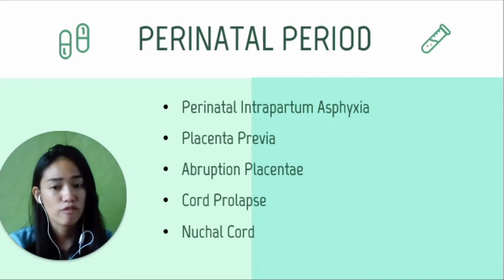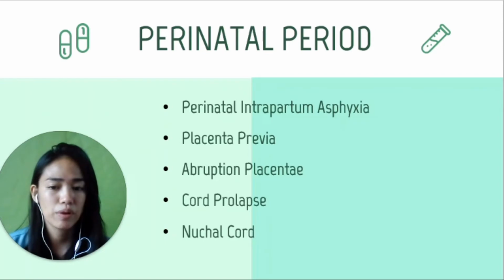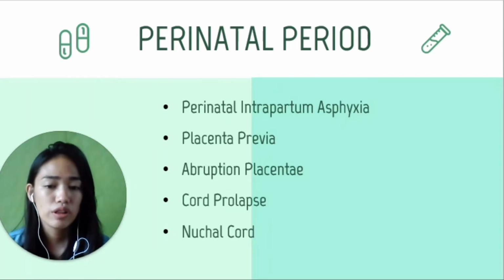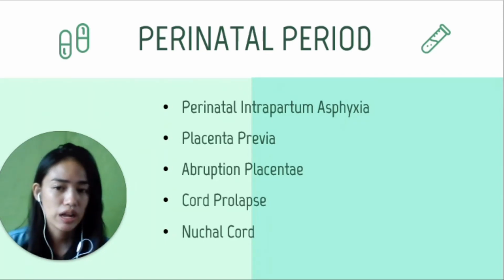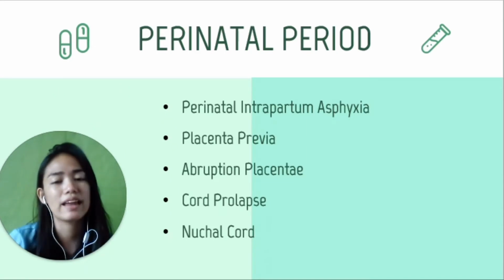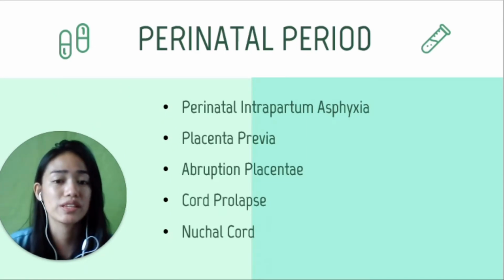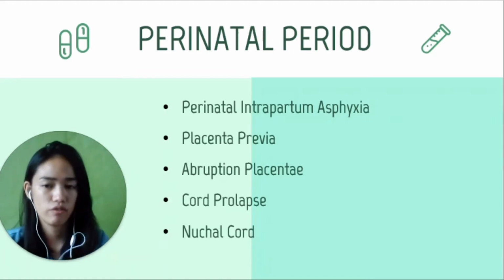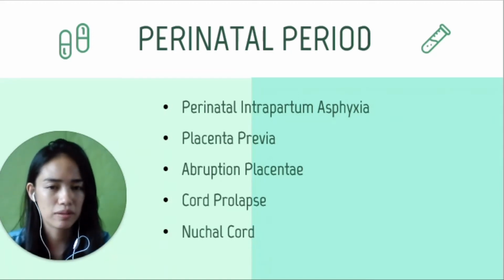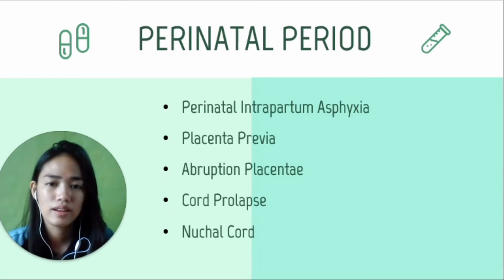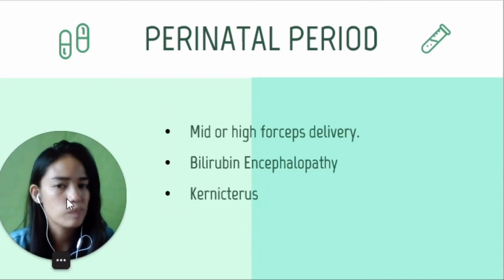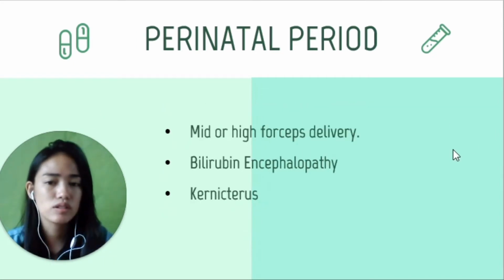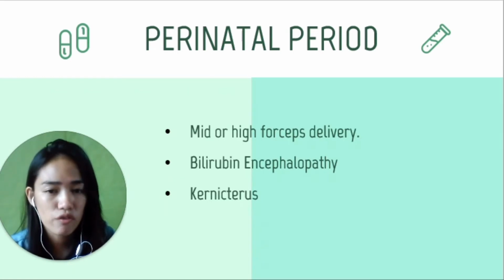Then next, we have cord prolapse. The cord here is displaced and becomes compressed between the fetal presenting part and the maternal bony pelvis. And next and last, we have nuchal cord for this slide. This is when the cord wraps around the neck of the fetus inside the womb. Next, under the perinatal period still, we have mid or high forceps delivery.